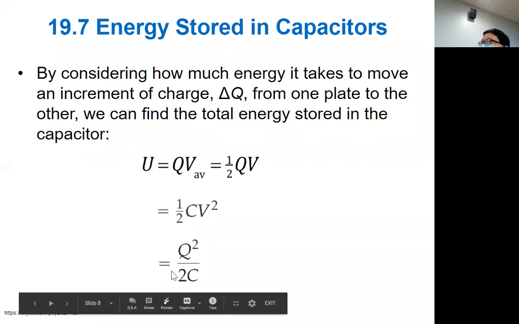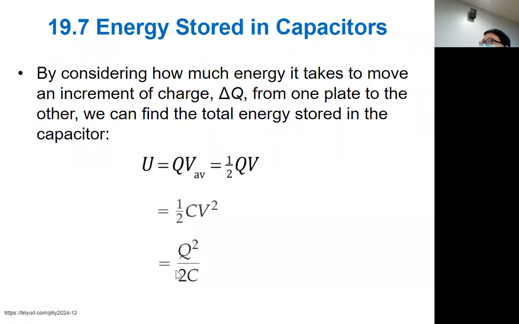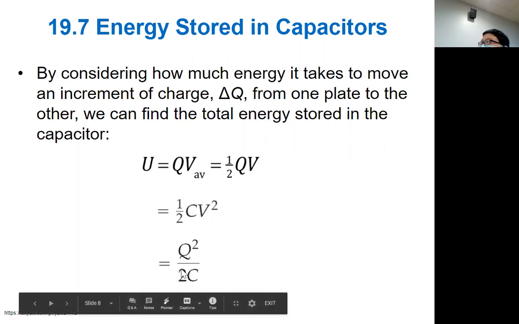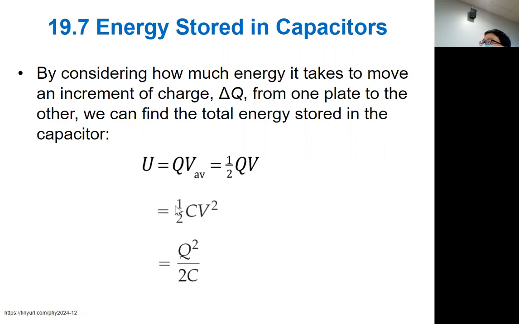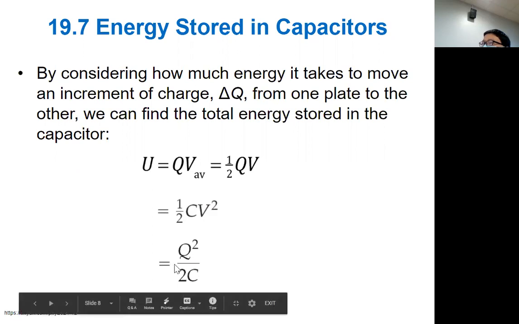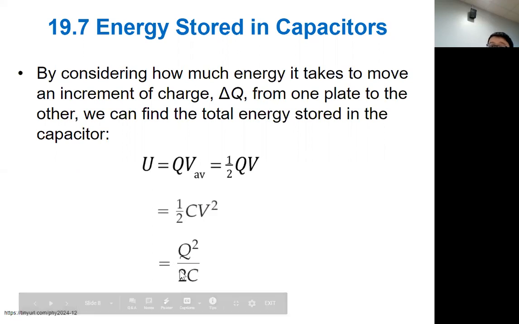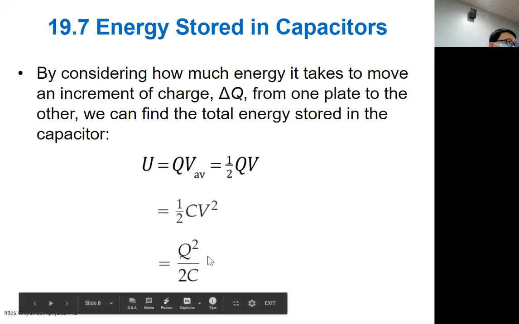You can write V in terms of C from C equal to Q over V. So V is equal to Q over C. So then it becomes Q squared divided by 2C. Okay, so 1/2 still is here. So any of those three expressions will give you the energy stored in the capacitor: either 1/2 Q times V, or 1/2 CV squared, or Q squared over 2C. Now it depends on what quantities are given. You are going to pick among those three expressions for the problem.